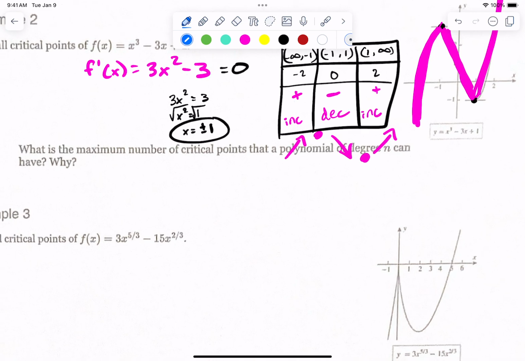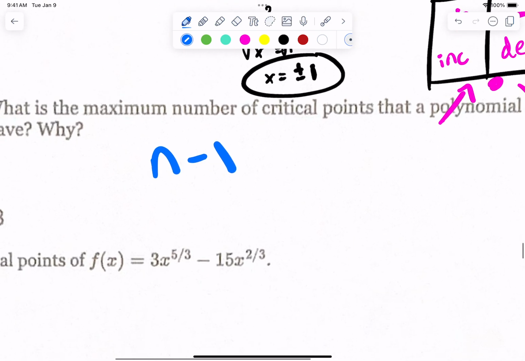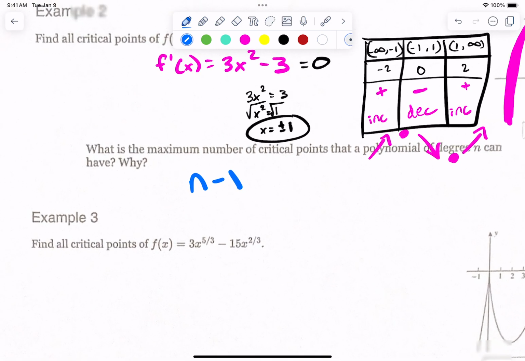Now, real quick, one other thing. What is the maximum number of critical points that a polynomial can have? What's the rule? n minus 1, where n is the degree. If this is a third degree polynomial, what's the maximum number of high and low points you can have? 2, right? n minus 1. Got it? Okay, why?